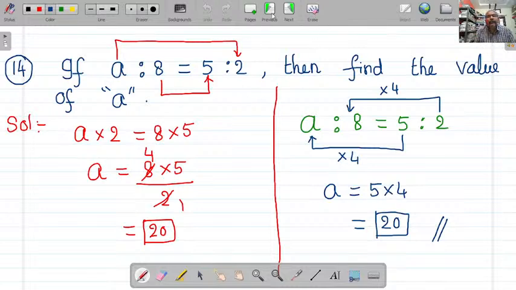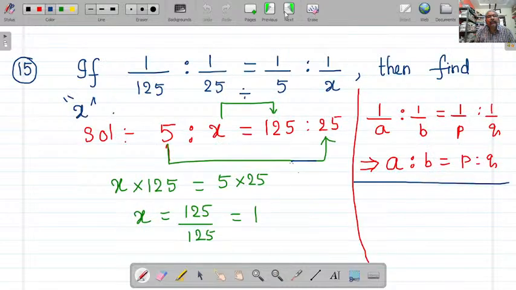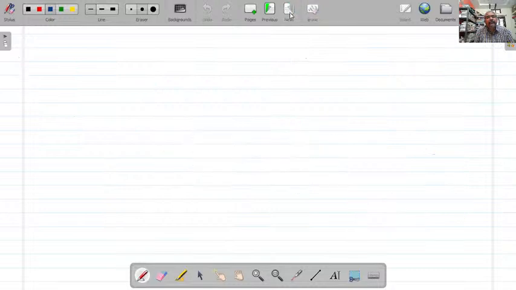Already we have completed 15 problems. Now 16th problem onwards we shall continue. Right, 16th problem. First, all of you look at the screen carefully. First, note down the question.